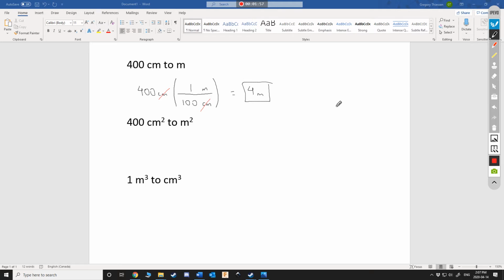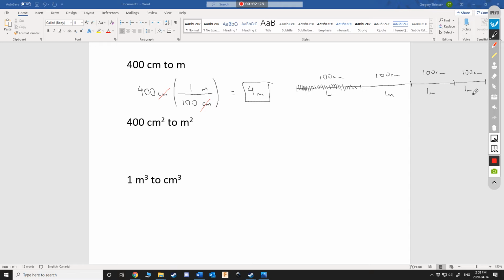To visualize this, let's say this is 1 meter. There's 1 meter, but then we're going to have 4 of those. I can't really fit it in there, but they should be equal length. There's 100 centimeters in this one, 100 centimeters, 100 centimeters, 100 centimeters. 400 centimeters is equivalent to 4 meters.